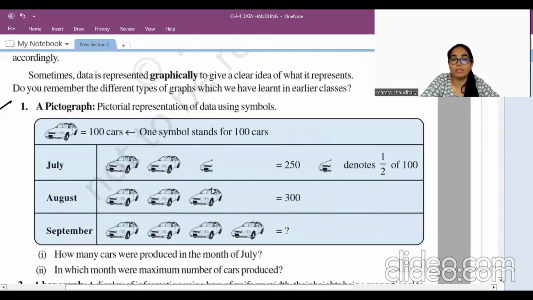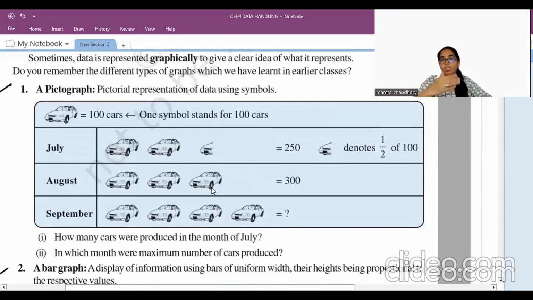Now here you can see that they are talking about 300, 400 cars, right? So without a pictograph, it is very difficult to find. If I tell you this person in July, these many, in August, that many, in September, that many, it's very difficult to analyze, to interpret the data. So that is why, for interpretation, we represent the data in graphical methods. So the first method is pictograph, right?